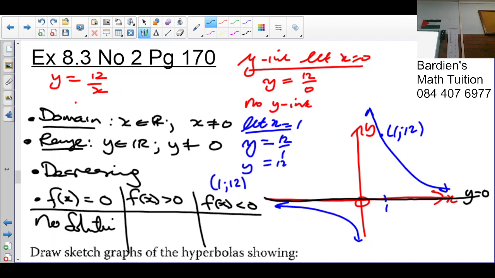For f of x is greater than 0, that means f of x must be more than 0, or above that line, not so? So any part of this graph is above the line. Yes, this whole part of that graph is above the line. In other words, x must be more than 0. Can you see that? For x is more than 0, you will satisfy that. Then f of x less than 0 is this part of the graph here.